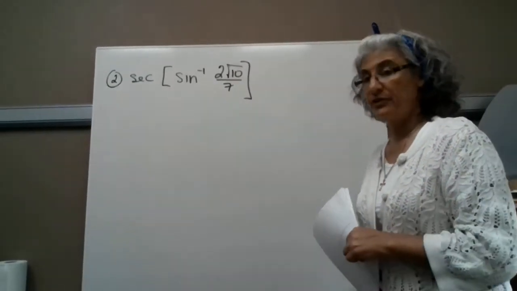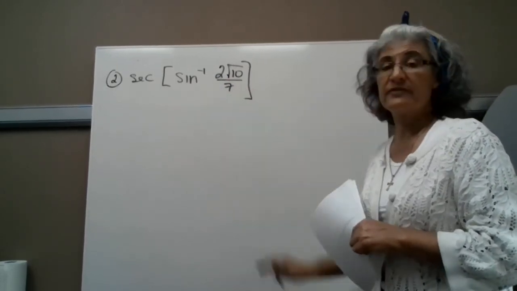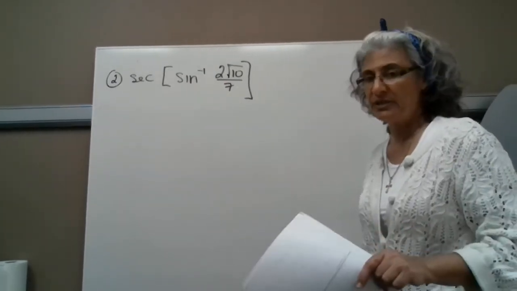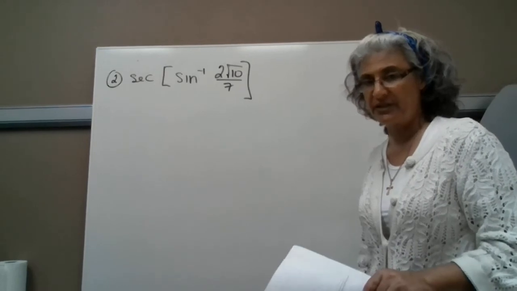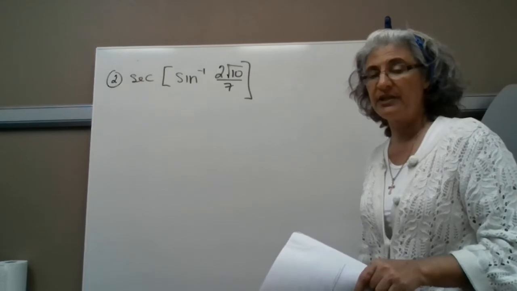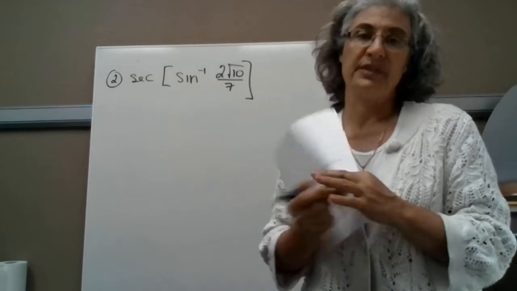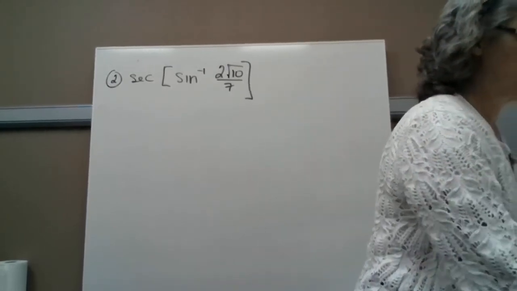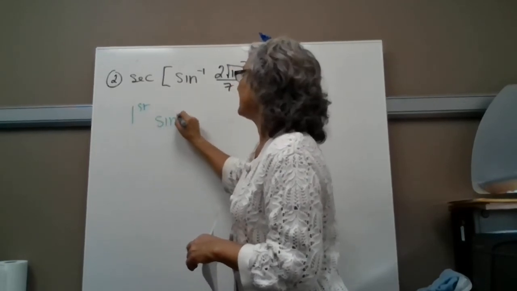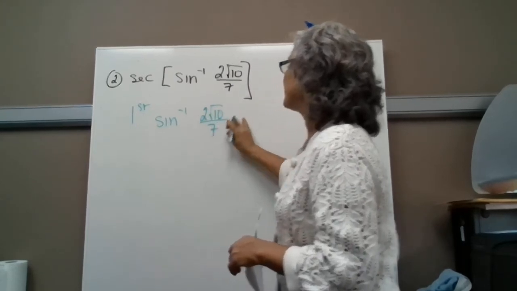Okay, so here's problem 2. They're asking us to find the secant of sine inverse of 2 square root of 10 over 7. So clearly, secant and sine inverse are not going to cancel each other out. They're not inverses of each other, which means we need to work according to the order of operations. And the order of operations says do what's inside your parentheses first, or in this case, our brackets, which means the first thing that we need to look at is the sine inverse of 2 square root of 10 over 7.